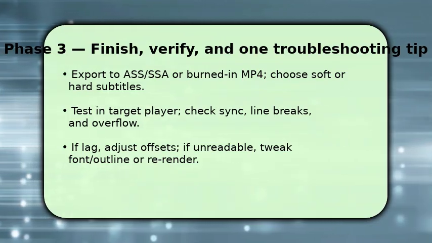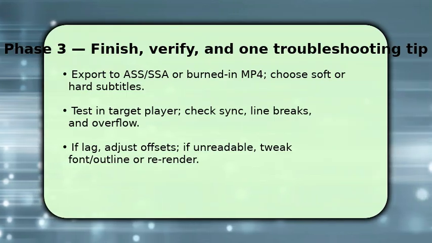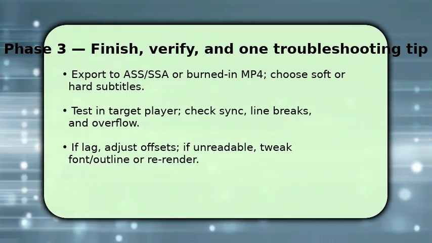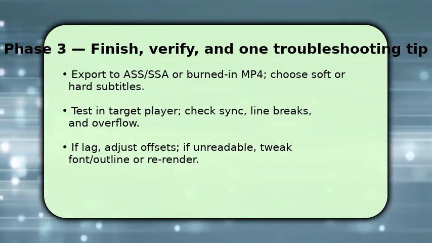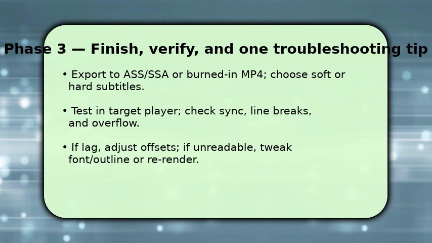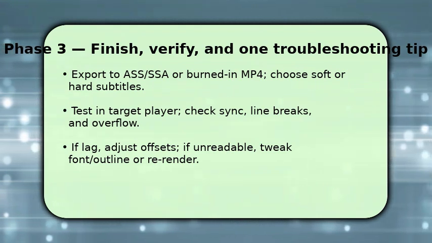If you notice lag, apply a global offset. If text is unreadable, increase outline or tweak color contrast and re-render. One key tip: when things go wrong, shift the entire subtitle file by a single positive or negative offset.